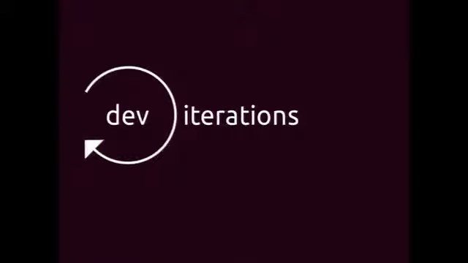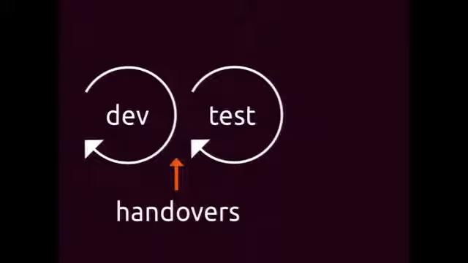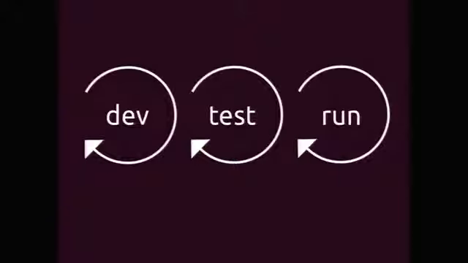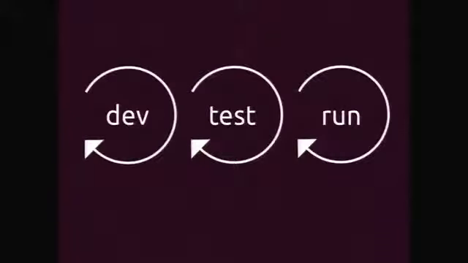So, development's about iterations, right? There's iterations on your desktop, then there's iterations in test, and now suddenly you have handovers as well. And ultimately, iterations all the way through to production. And we measure velocity by saying, how fast can you get from development of a new feature to you happy with it, till testing is happy with it, till production is happy with it.